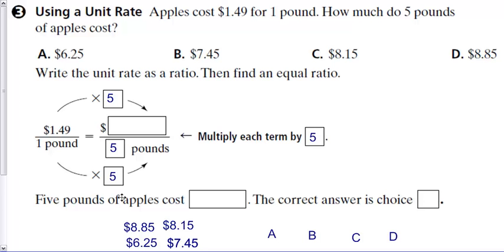So what is $1.49 times 5? Well, I'll give you a moment to try to figure that one out on the paper. Quit trying to do it in your head. $7.45 is the answer. So 5 pounds of apples cost $7.45. So the answer is B.